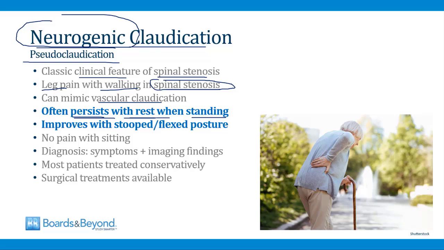Another classic feature of neurogenic claudication that's not seen in vascular claudication in most cases is that when the patient stoops or adopts a flexed posture, that improves the leg pain. So in a patient who has lumbar radiculopathy from spinal stenosis and leg pain, if they bend forward like this woman in this picture here, that often makes the leg pain better. Another feature of neurogenic claudication is there's usually no pain with sitting. And so you can make the diagnosis of neurogenic claudication usually by symptoms, sometimes with imaging findings of the spine. Most patients are treated conservatively who have spinal stenosis, but there are surgical treatments available in severe cases.